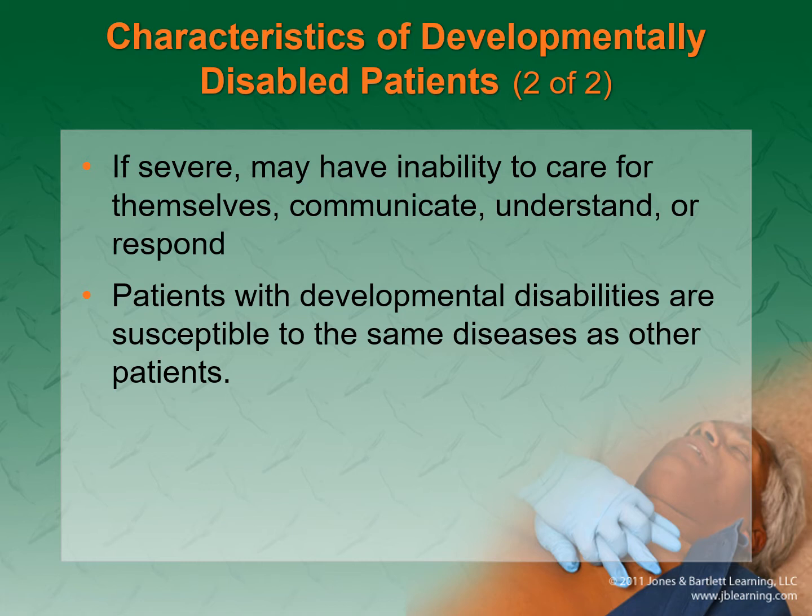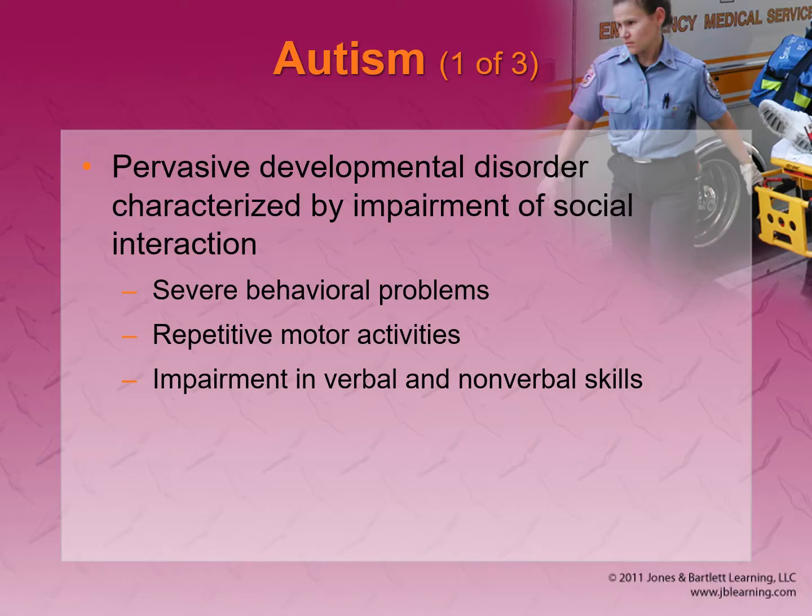Okay, so basically, if they're developmentally disabled to a higher level, they really can't do a whole lot on their own. They may need an at-home health aide, because they may not be able to communicate or understand or do the activities of daily living. They may not be able to do those. Now, of course, they're susceptible to all the same diseases everyone else is. They just have challenges.